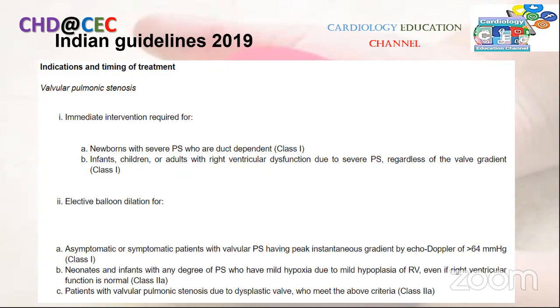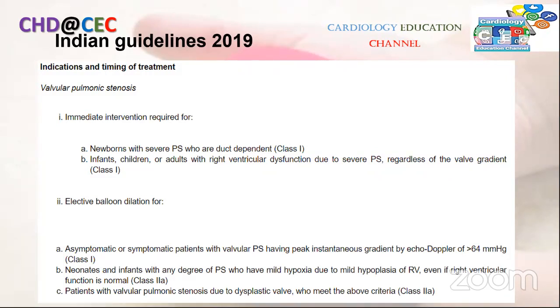For elective balloon dilatation: people who are asymptomatic or symptomatic with valvular pulmonary stenosis having a peak instantaneous gradient by echo Doppler of more than 64, class 1. Neonates and infants with any degree of PS who have mild hypoxia due to mild hypoplasia of the RV, even if right ventricular function is normal, class 2A. The target of balloon dilatation in this scenario is usually to invest in this hypoplastic RV, to allow good inflow and outflow, which might help the growth of the RV, especially in neonates and infants.